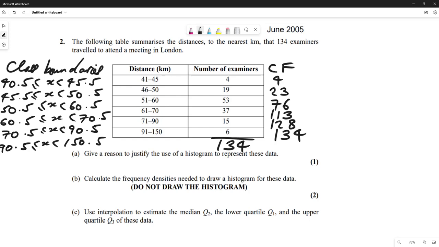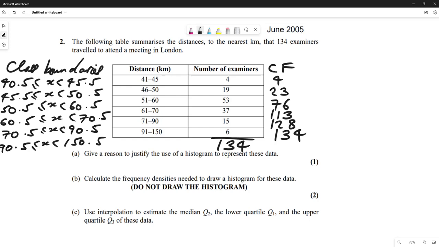Now we do this because it's continuous data. Continuous data cannot have any gaps in it. So if we look at the class boundaries, everything is continuous by considering the upper and lower bounds of each class. Then what you need to do is write down the cumulative frequency, which I've abbreviated as CF. And what we notice is the grand total is 134.